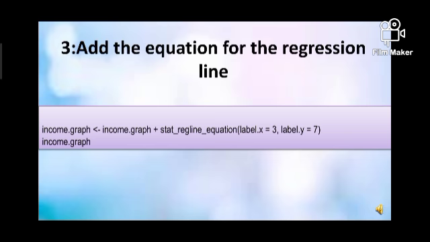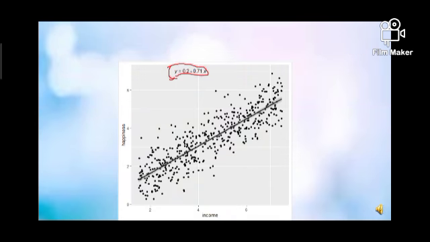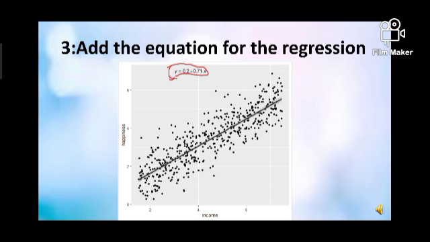Now the third step is to add the equation for the regression line. As we have added the regression line, we need the equation for it. So after running this code, we will get the regression line equation as y = 0.2 + 0.71x. As we know, the equation of a line is y = c + mx. So this is the equation of the regression.